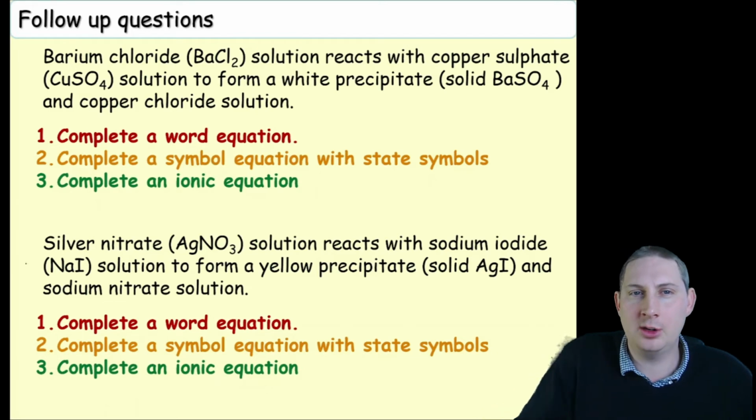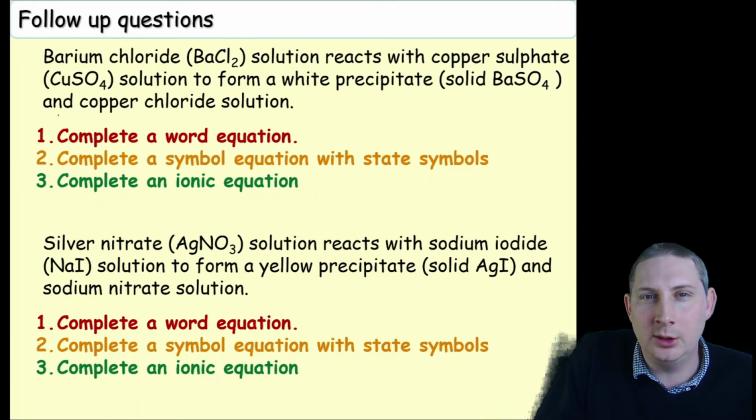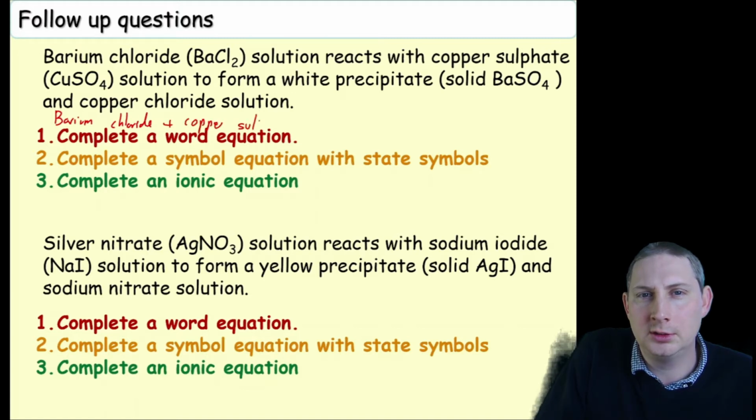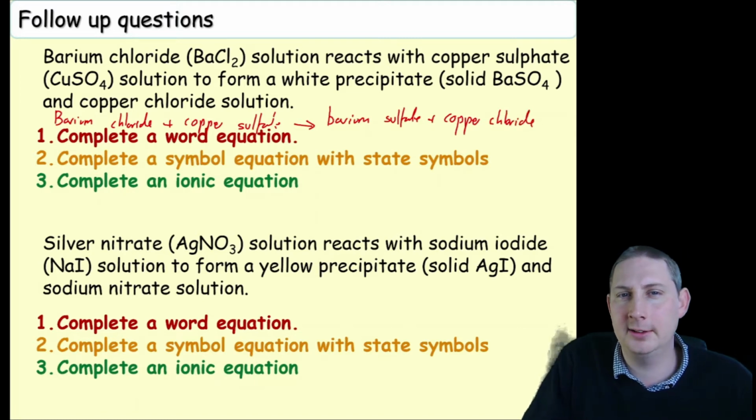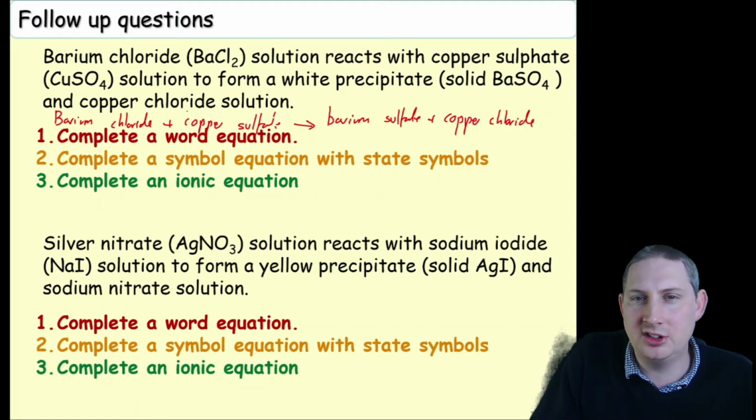Okay, the word equation here. So barium chloride plus copper sulfate forming barium sulfate plus copper chloride. And every single person should have been able to do that. Complete a symbol equation with state symbols. Okay, well, we've given you the formulae, so it's not as bad as it might otherwise be.